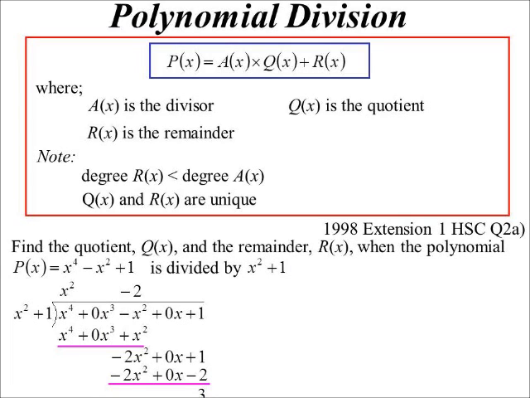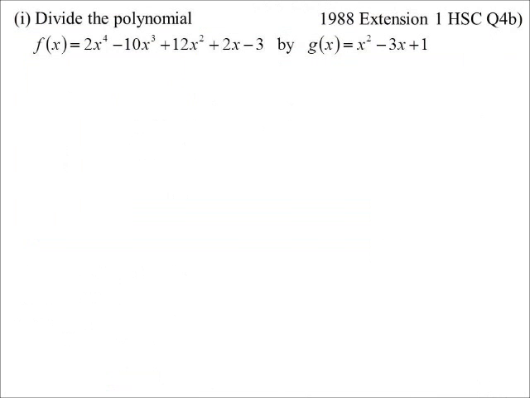So what have they done? They've simply said, find the quotient and the remainder. So there it is. Quotient is x squared minus 2. My remainder was 3. Let's do another one.